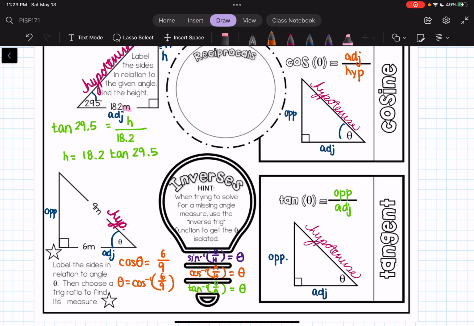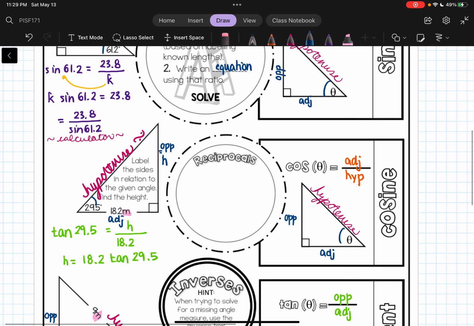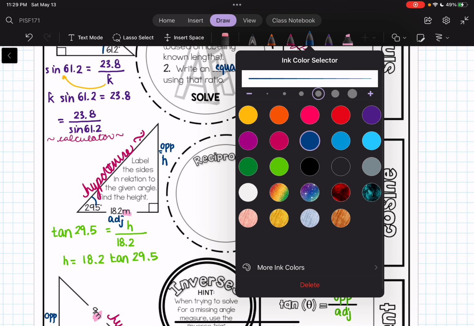And here, you're not going to give me meters because we're solving for an angle. So here, you are going to have to remember to give me degrees. Okay? So we will check this work, or you will check this work with your peers tomorrow in class.